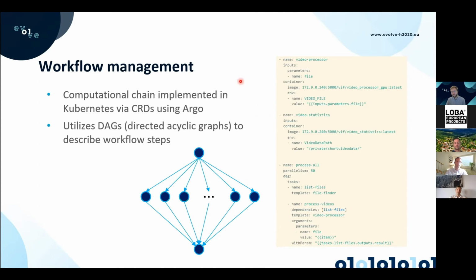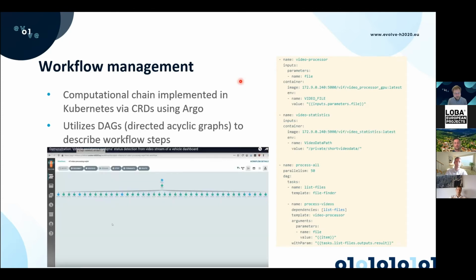On the right side, you can see how the definitions of the workflows look like. It's a path from the definition. And this screenshot is directly from the Evolve dashboard. There you can see a workflow in progress. The first step of the diamond is already completed, and we are now in the parallel phase where we have a lot of video files that are run in parallel. And as soon as this is finished, we would see the last step of the diamond.